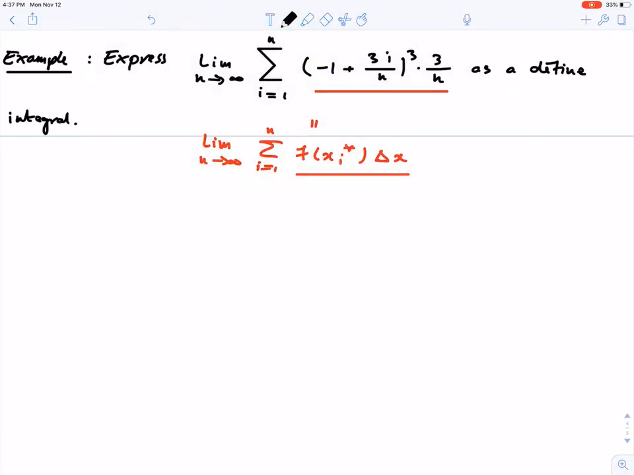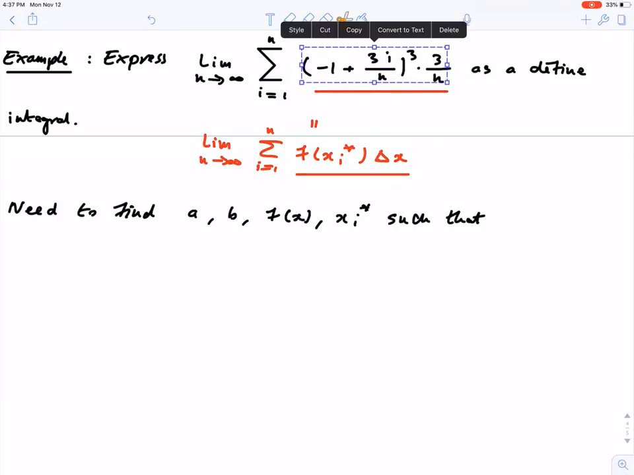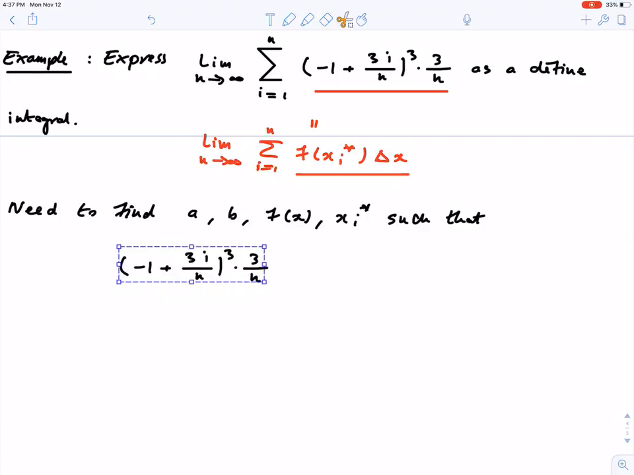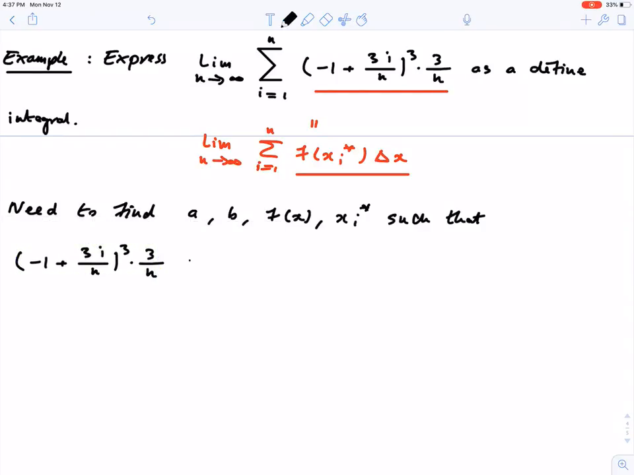So what do we need to get this to work? Well, we need, I think, 3 pieces of data. We need to find an a, a b, that's not been given to me here, a function f of x, that's not been given to me, and I suppose my sample points, goodness, such that this term here is equal to this term. If I can do that, then I'm going to be able to get a definite integral, because by definition this would be equal to the integral from a to b of f of x dx.